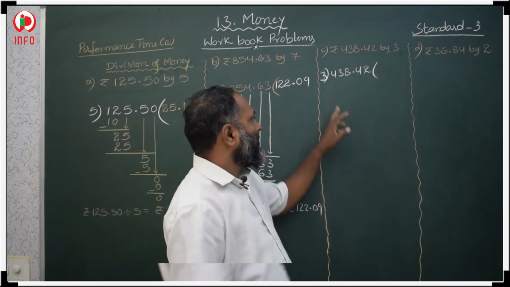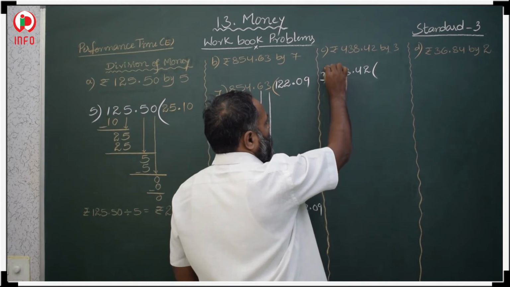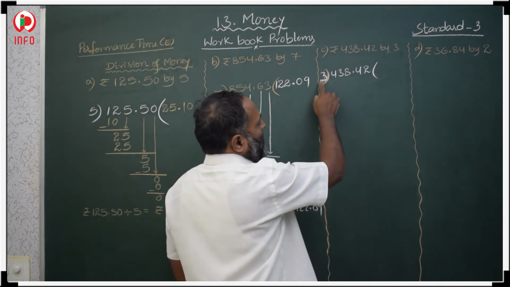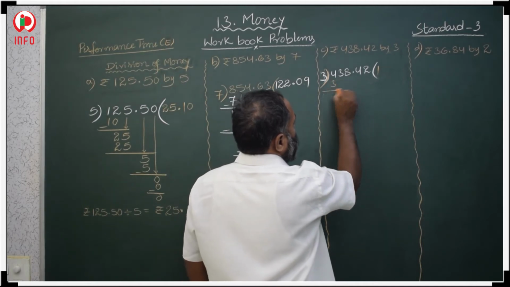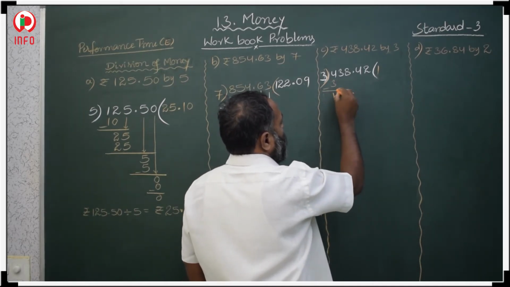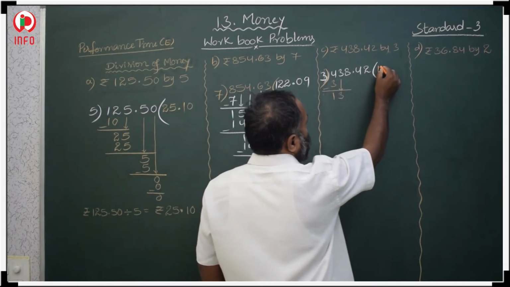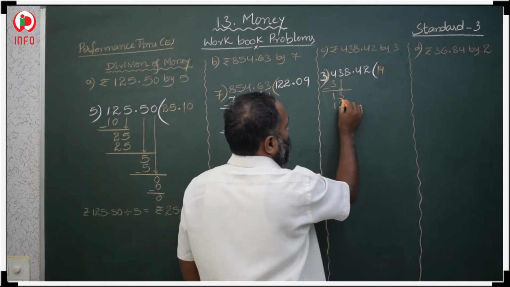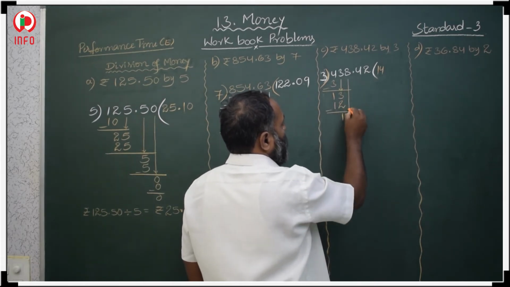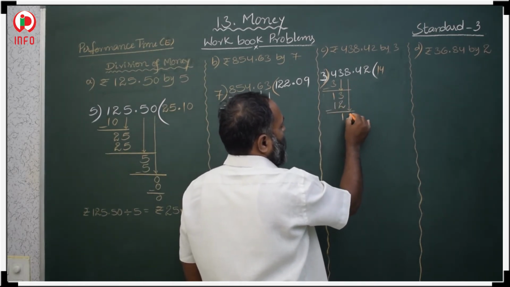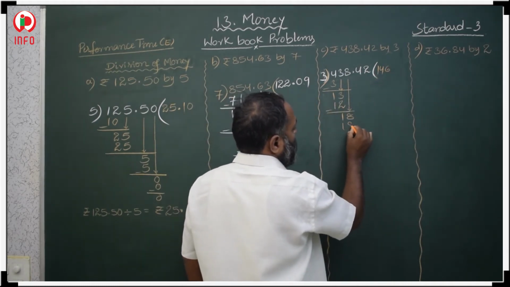Next. Now see here, divided by 3. What is the answer? In the 3 table when will you get 4? 3 1s are 3. Then 4 minus 3 is 1. And copy the next, that is 3, 13. 3 4s are 12. Then 13 minus 12 is 1. Then 1 minus 1 is 0, no need to take. 18. 3 6s are 18.